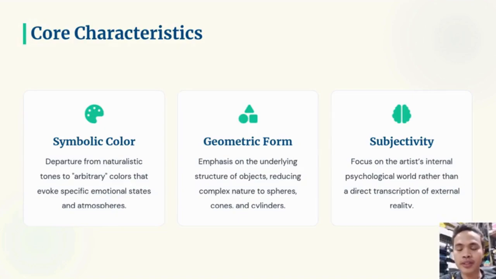So the core characteristics. There are three main things to look for in these art styles. We have symbolic colors, geometric forms, and subjectivity. So the symbolic color, they used color to show mood. For example, blue for sadness or yellow for energy, even if the real object wasn't that color. So number two is geometric form. They look for shapes like circles, cones, and squares in nature. So number three is subjectivity. The paintings show the artist's personal feeling, not just clear pictures of a place.